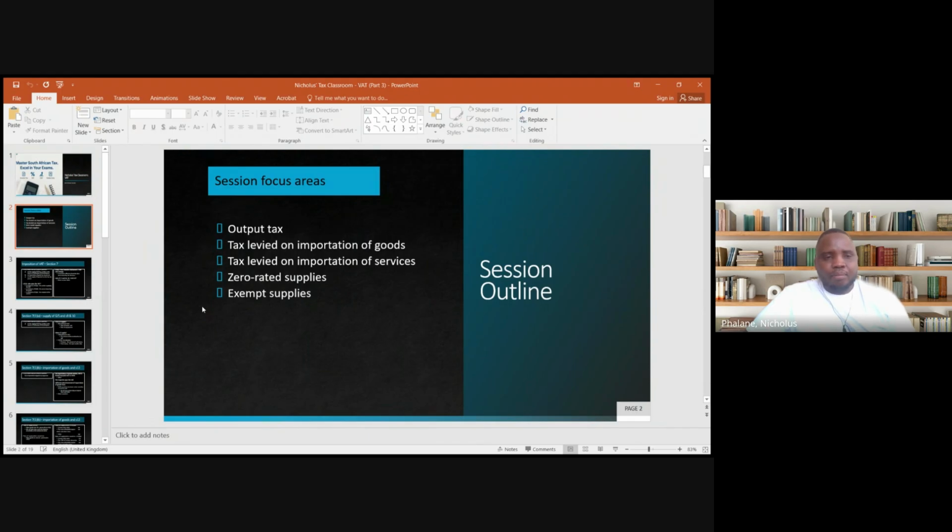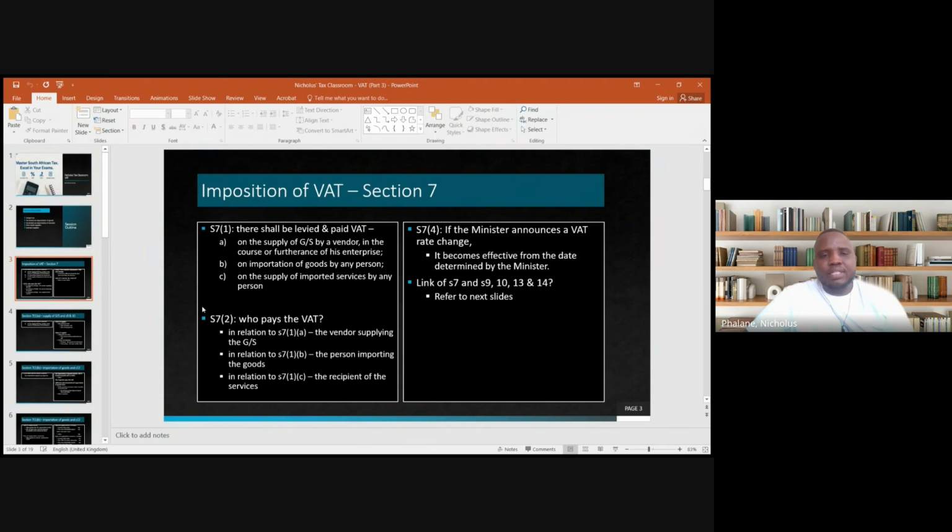All right. So here we are, Section 7, imposition of VAT. Section 7 deals with the imposition, the charging of VAT. This VAT is an umbrella term, meaning that there are going to be different VAT charged on different transactions. So let's look at what Section 7 says in terms of subsection 1. Section 7(1) says there shall be levied and paid VAT.